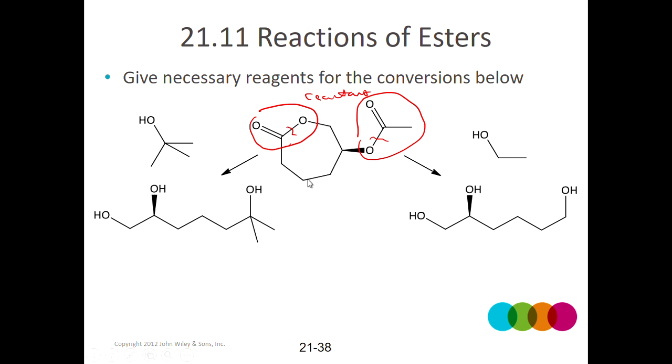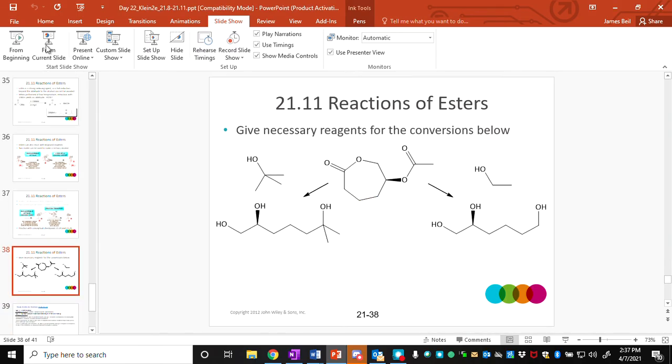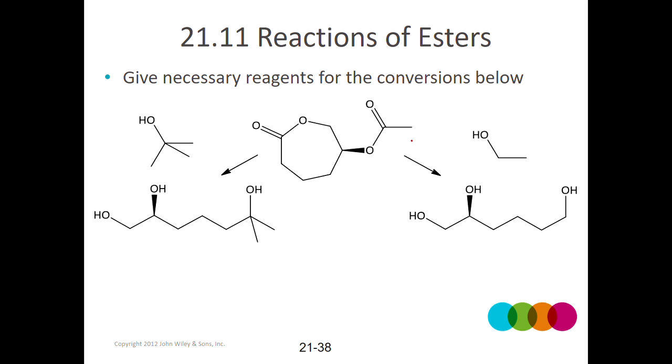But I want to count the carbons and be real careful so I know exactly what reagents I need to use here. So in the reactant, I've got 1, 2, 3, 4, 5, 6 carbons, and I've got 7, I've got 8 total. So if I'm looking at this set of products over here on the right, what I can see is I've got 1, 2, 3, 4, 5, 6, 7, 8 carbons. Same number of carbons.